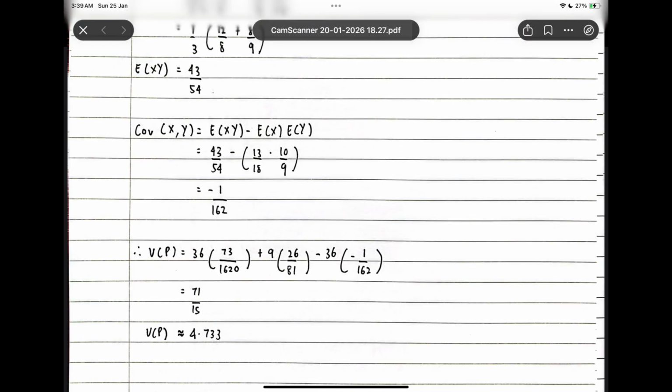For covariance of xy, it equals -1/162. And lastly, we need to find the variance of P, which is to plug in the values in the formula, and the answer we should get is approximately 4.733.